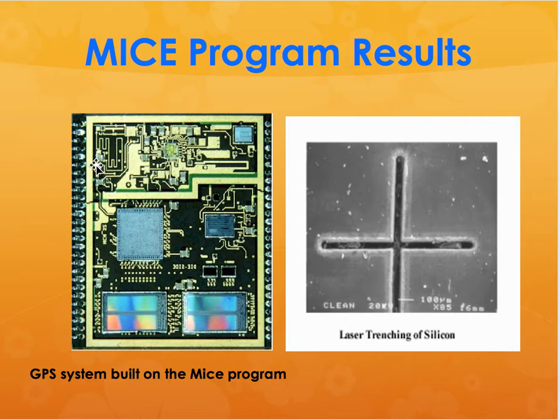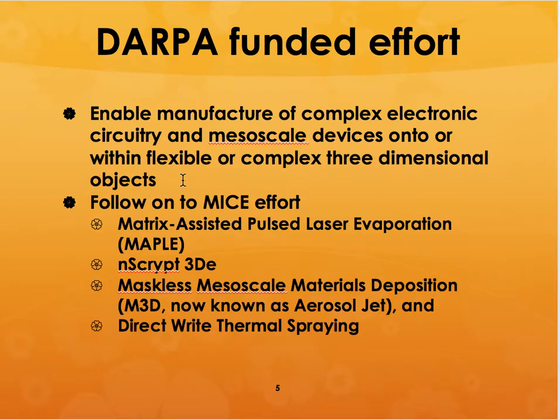So you could write these small lines with the help of the inkjet writing or direct write technologies, and then you can cure it to get the connectivity between different parts of this electronic structure. So this was to enable the manufacture of very complex electronic circuitry within flexible or complex three-dimensional objects.